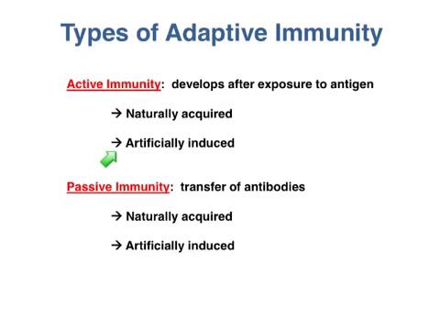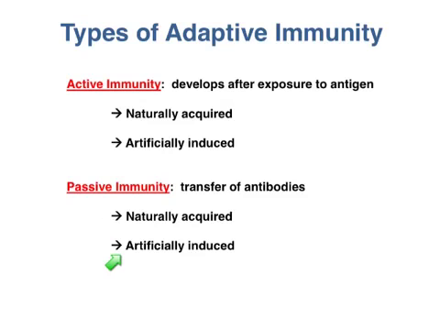Passive immunity, there's both naturally acquired and artificially induced as well. Passive immunity is acquired naturally between mother and child. So the mother's immune system produces antibodies that cross the placenta or are in the breast milk in order to protect her infant.